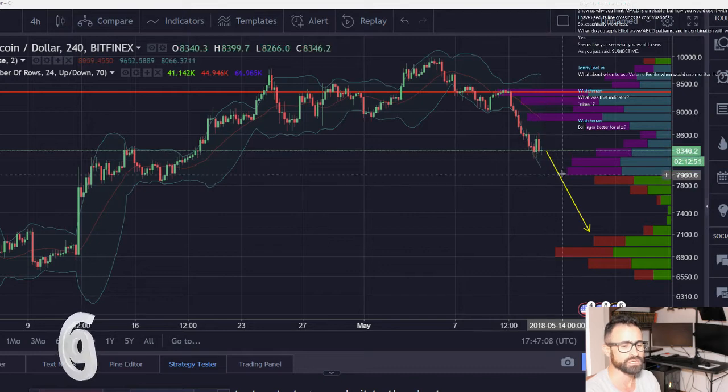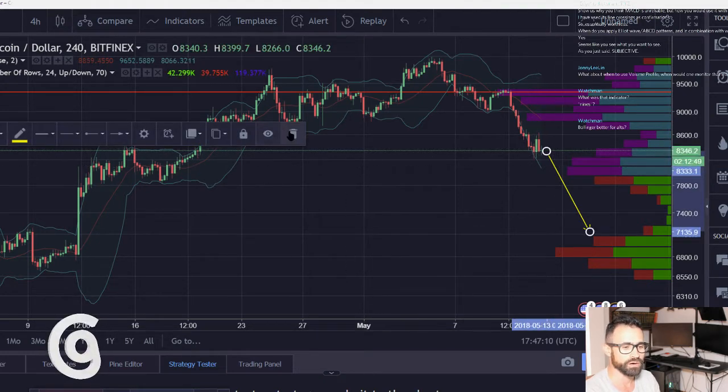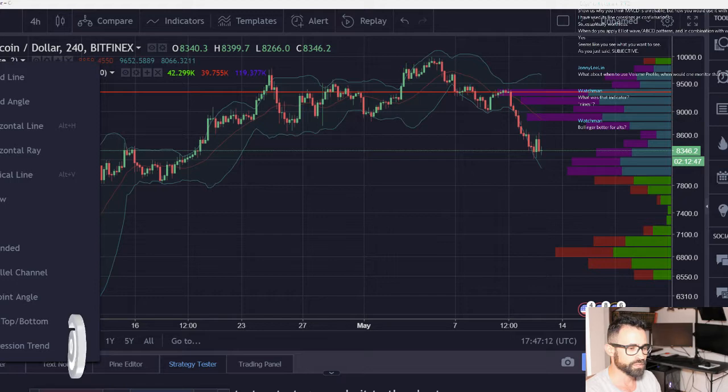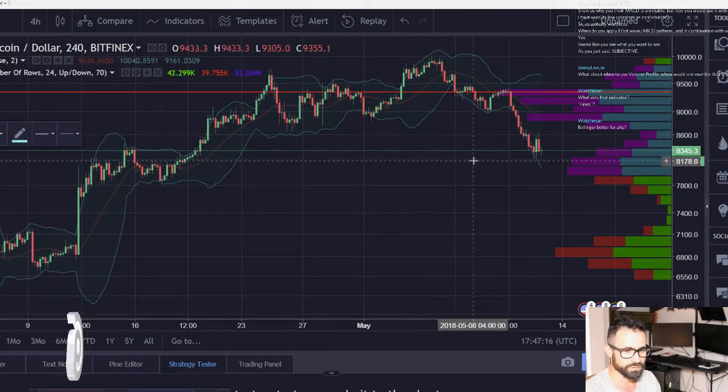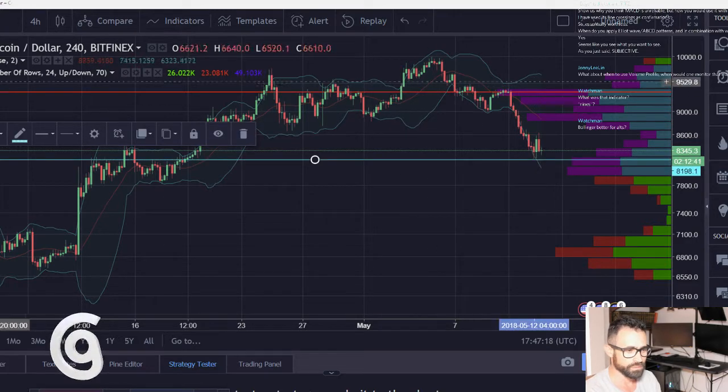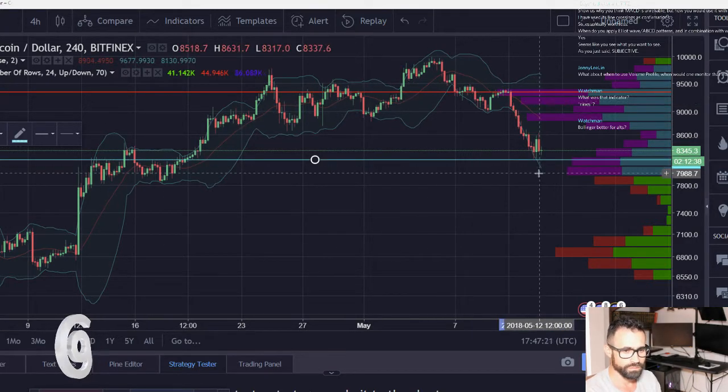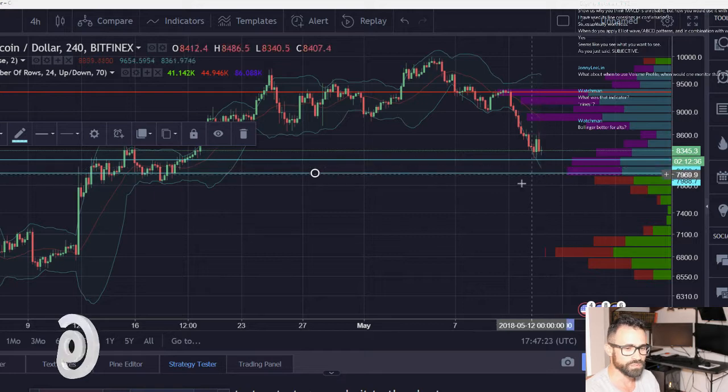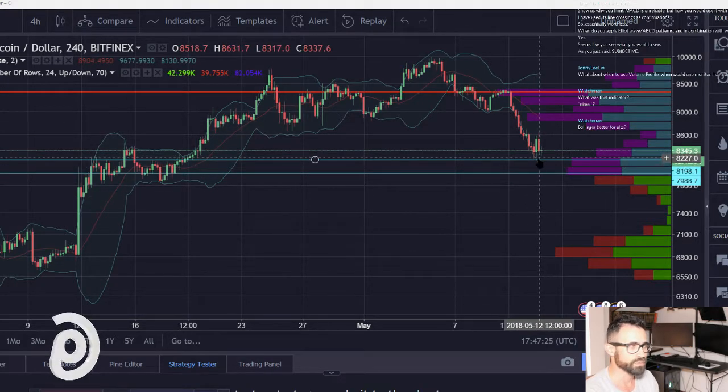Now we do see, based on what we're looking at right now, I'm going to ask you guys what we see at this level. Horizontal line. What's going on here at these two key levels, guys? Especially right here at these two wicks.